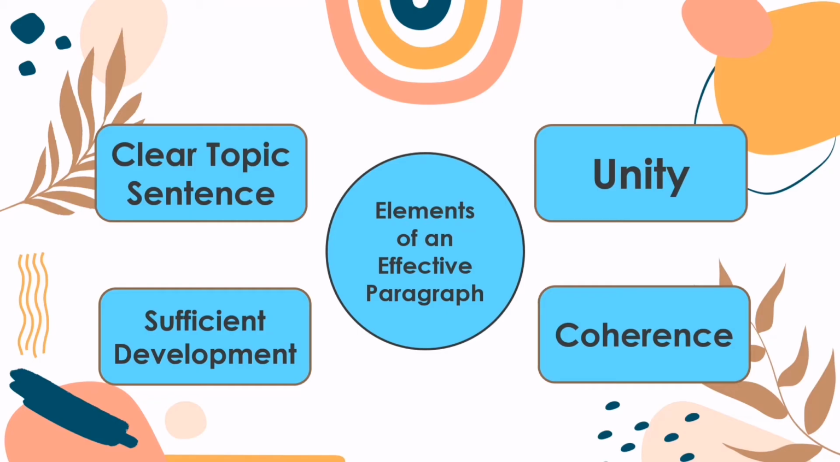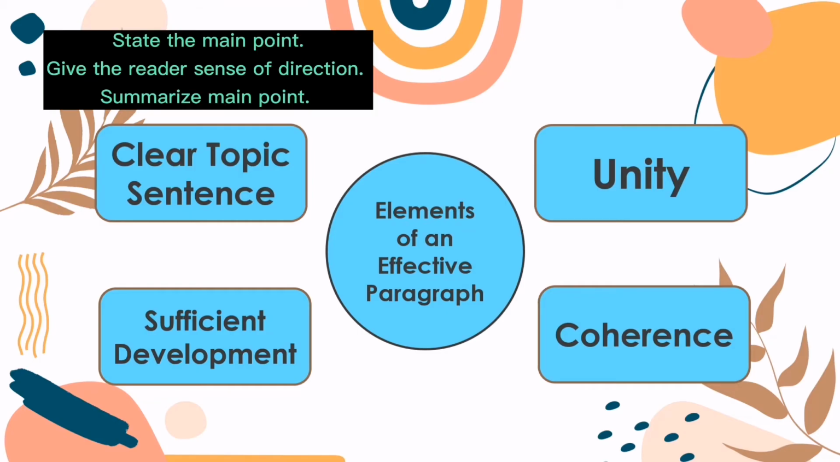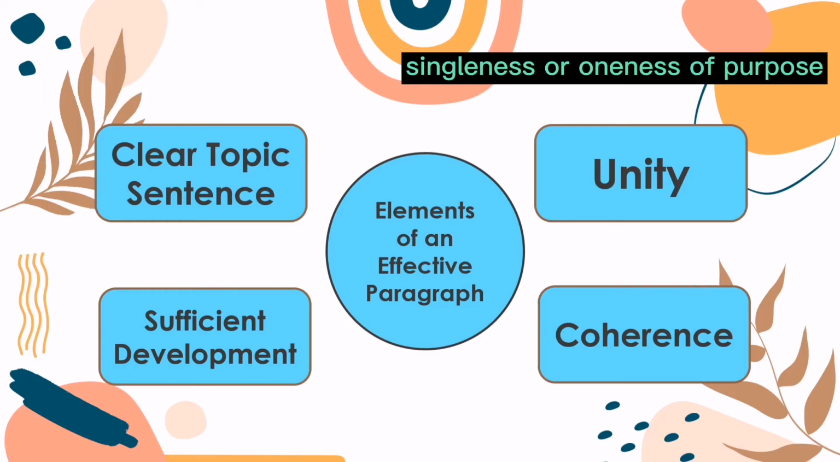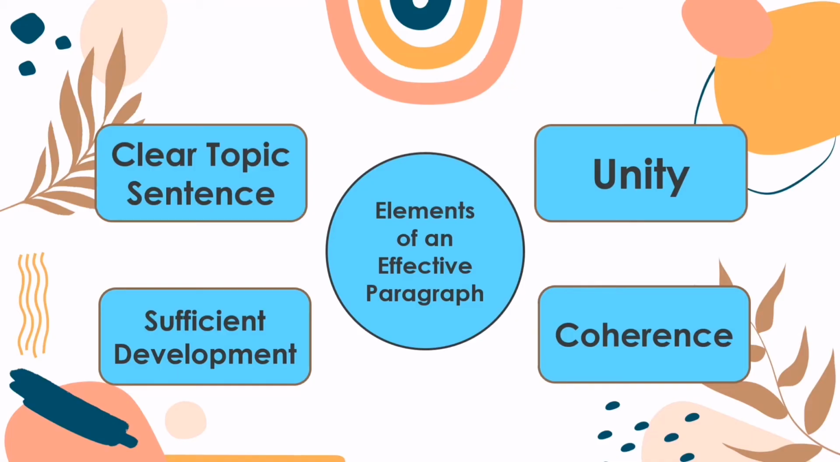The first one is clear topic sentence. The purposes of a topic sentence are to state the main point of a paragraph, to give the reader a sense of direction, and to summarize the paragraph's main point. Next is unity. It refers to the singleness or oneness of purpose. The paragraph must focus solely on a single idea, point, or argument that is being discussed. So if you are talking about a certain topic, you have to stick with it.